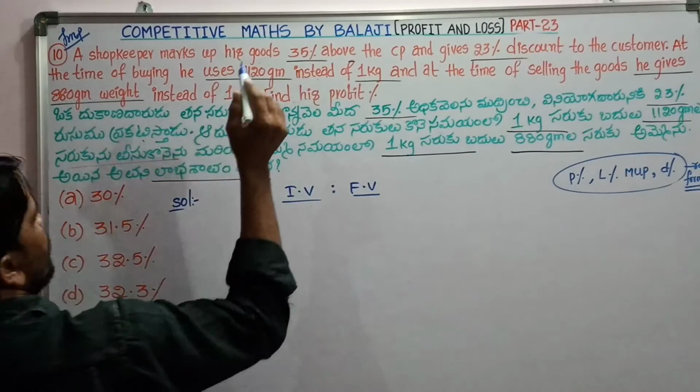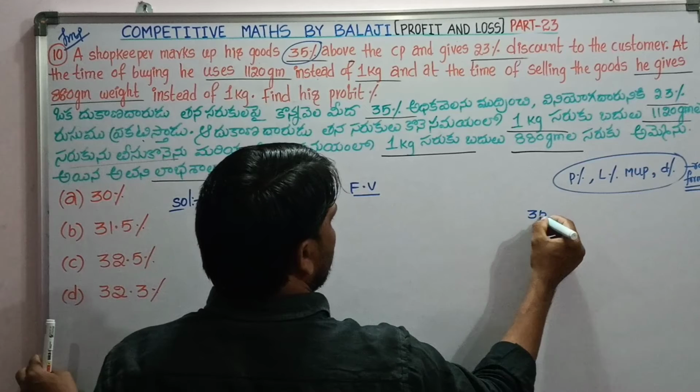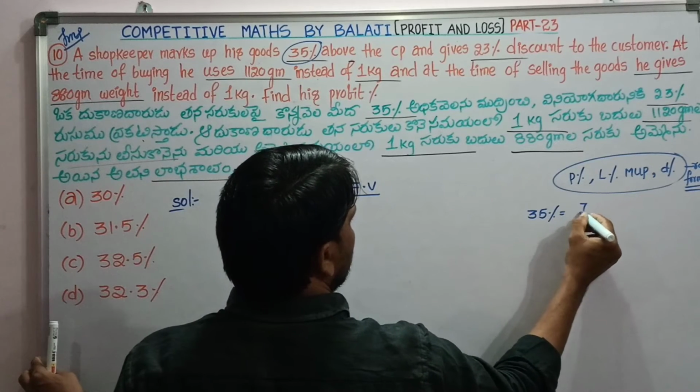Okay, yes. Markup is 35%. What is 35% fraction value? That is 7/20.